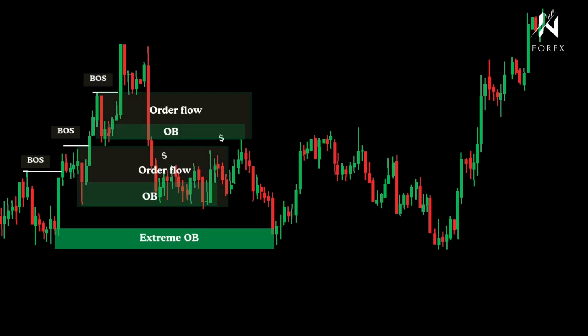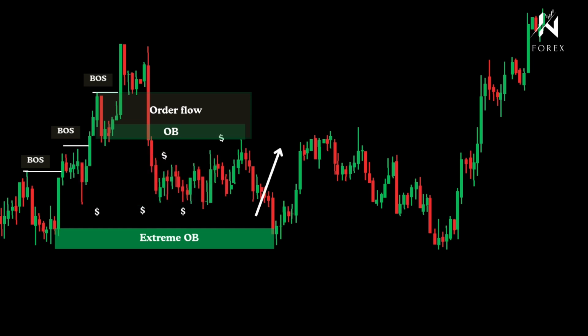Interestingly, the market did not react to the higher order blocks and order flow zones. Instead, price dropped quickly, sweeping the liquidity sitting below those levels by triggering stop losses from traders who had entered positions around those zones. Once enough liquidity was captured, the price used those upper levels as inducement points and reversed from the most extreme order block before making a sharp move upward.